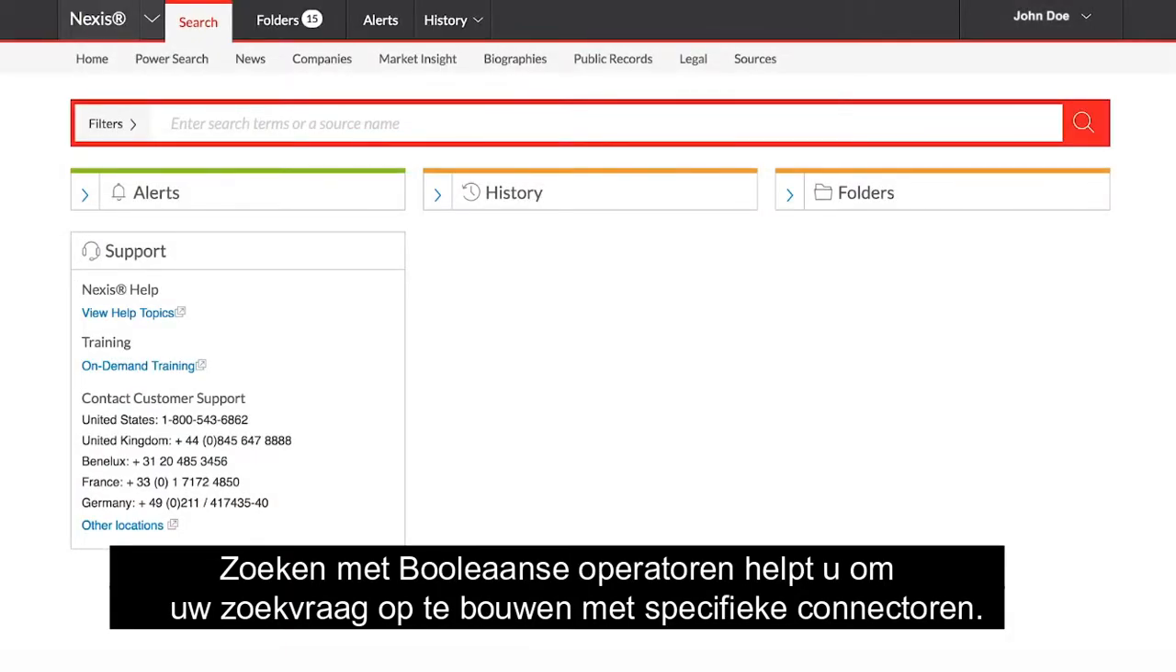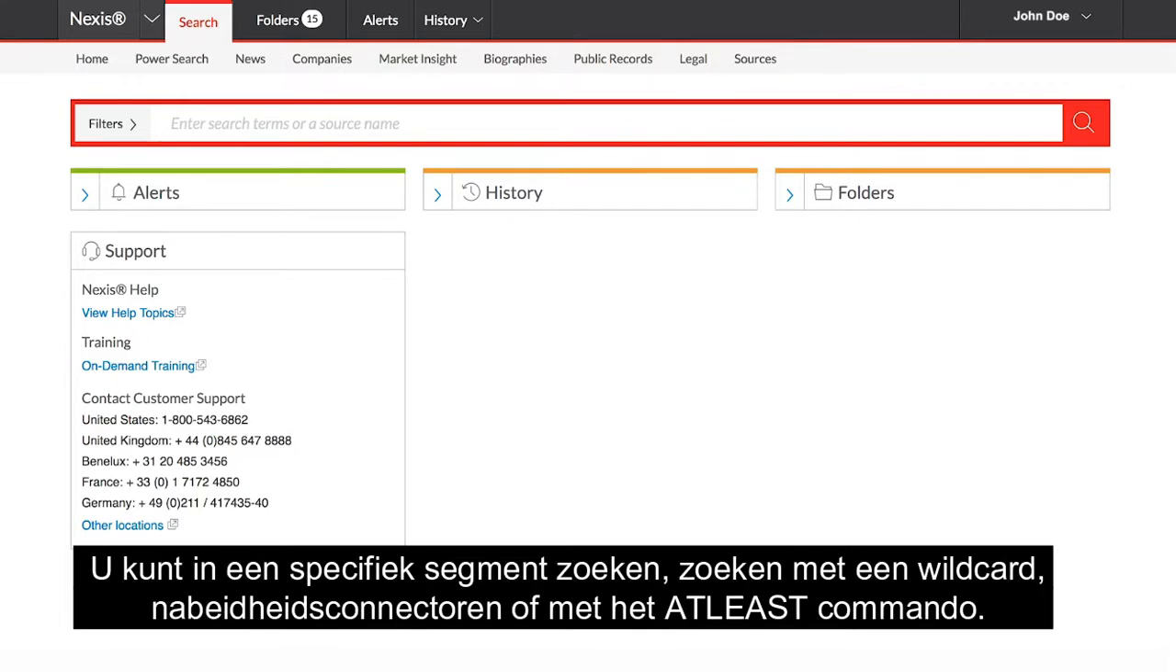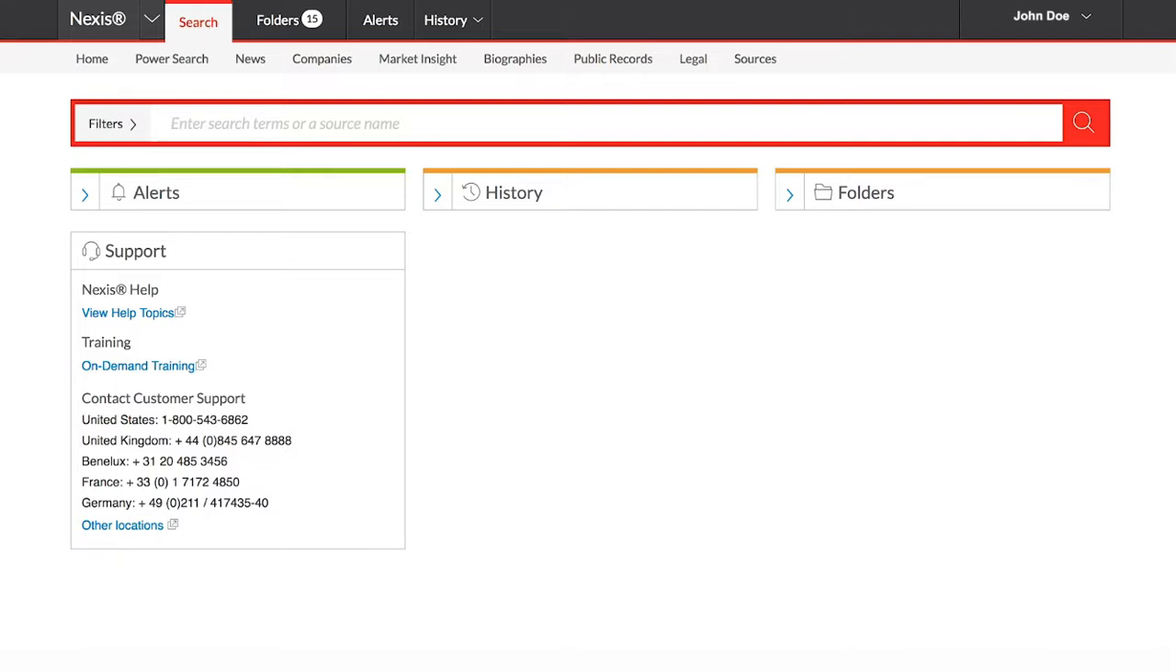Terms and connectors searches allow you to restrict your search with specific parameters, either looking within a specific segment of a document, looking for various forms of a word, searching for terms within a certain proximity of one another, or when you want to use a feature like the @least command.